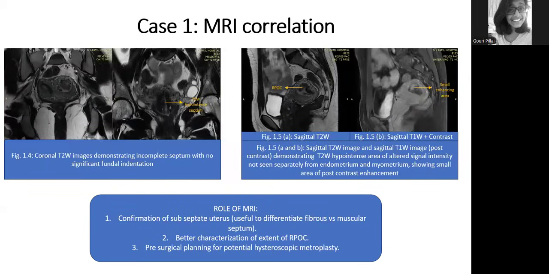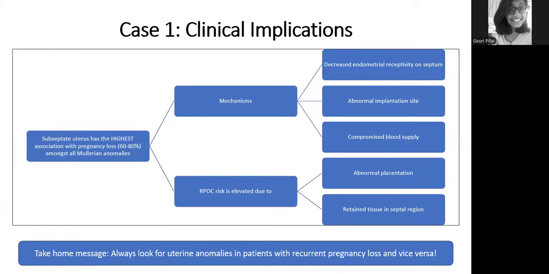MRI confirmed the subseptate uterus, showing the T2 hypointense fibrous septum. It better characterized the extent of RPOC, with a small area which was enhancing on post-contrast images, which was valuable for pre-surgical planning. The clinical implication here is crucial.